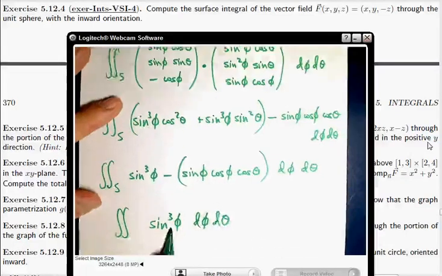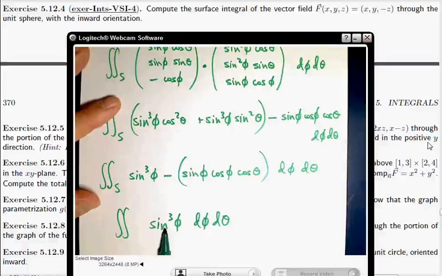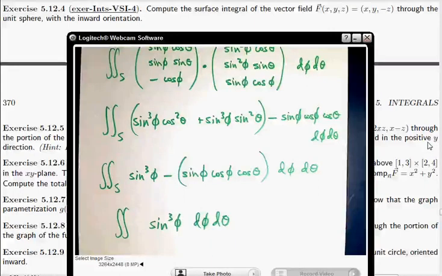And does the same thing happen with sine cubed? Well, not really. Phi only goes from 0 to pi. So it doesn't go all the way around, so you can't make a symmetry argument there. So this one you have to actually just compute by brute force.